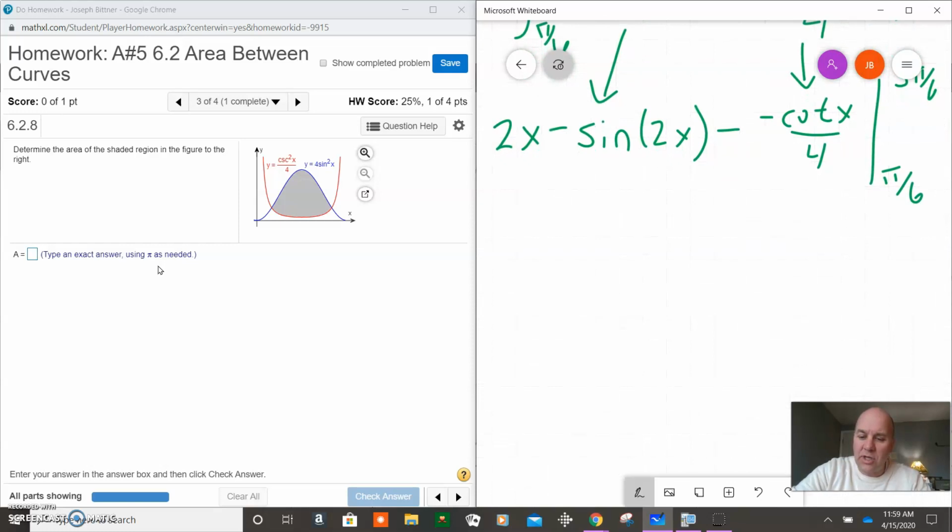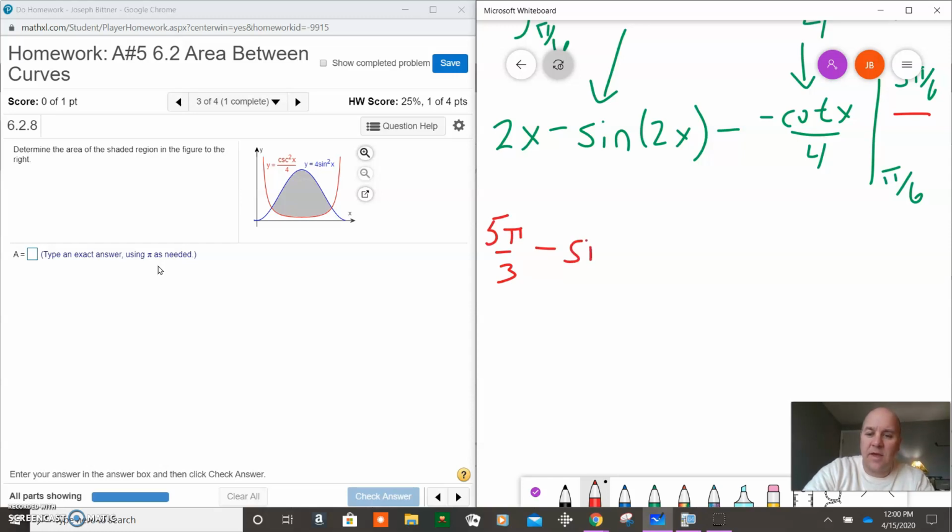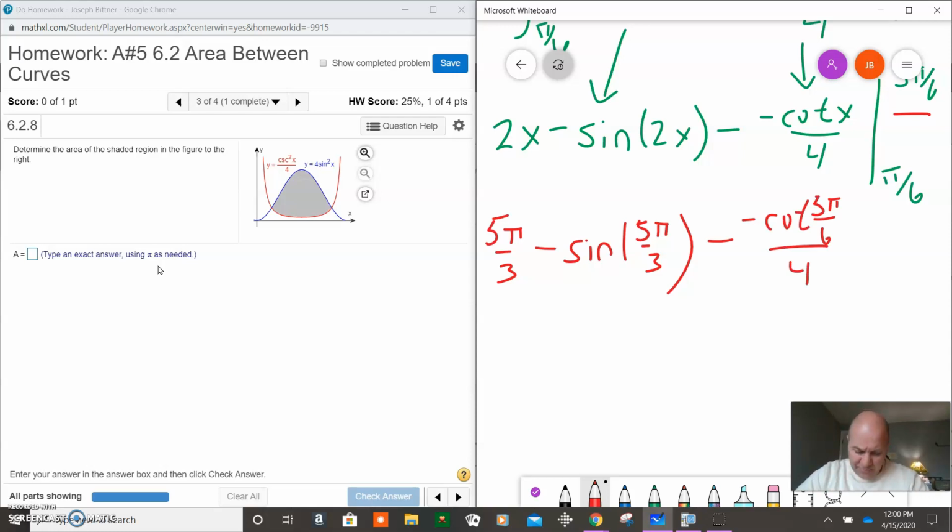There's a lot of plug and chug, a lot of work that you have to do in here. So plug in 5 pi over 6. I'm going to do the first one in red here. So it's going to be 2 times 5 pi over 6, just like here. I'm going to simplify as I write this out. So it'll be 5 pi over 3 minus sine. Take 2 times that, it'll be 5 pi over 3. You definitely need a unit circle in this. Minus, and then take negative cotangent of 5 pi over 6, all divided by 4.